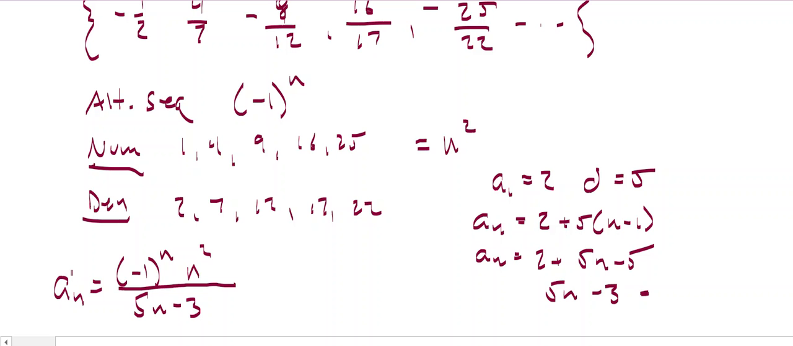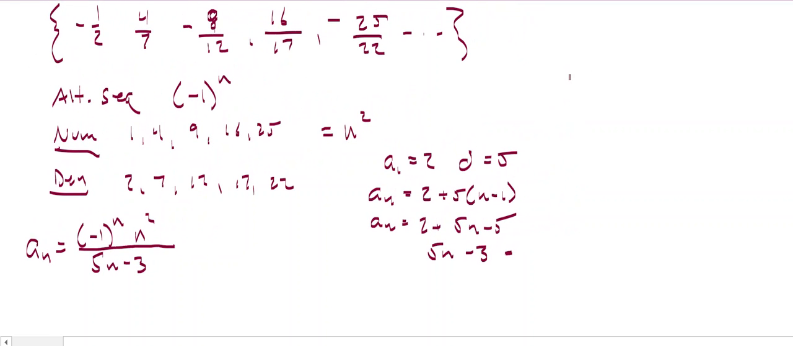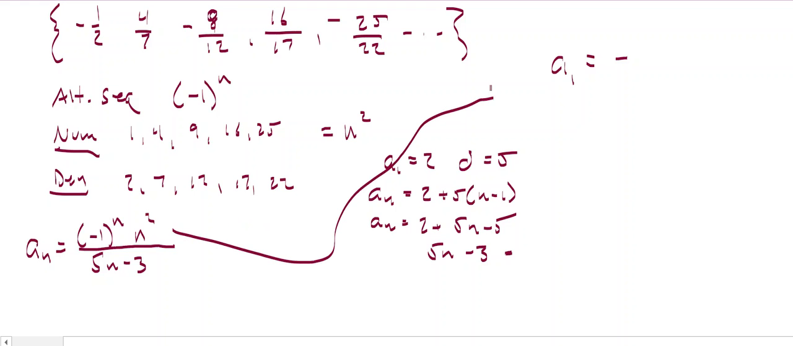And we could check a few of these just to make sure that they worked. So let's do that. Let me check a sub 1. A sub 1, so we're going to have negative 1 to the n. That's going to be negative. And then we have n squared. So I'm looking over here at n squared. N squared, so 1 squared is 1. In the denominator, we have 5 times 1 is 5 minus 3 is 2. And that's what we want, negative 1/2.